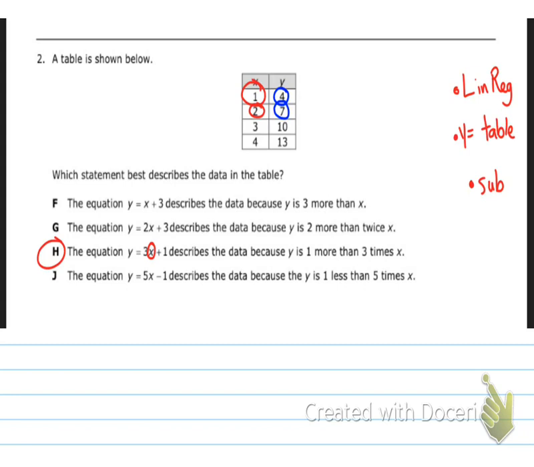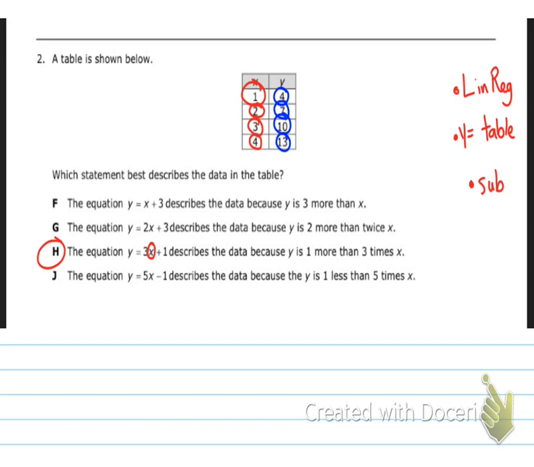So if I check the 3, rather do that in red. But if I check the 3, what's 3 times 3? 9 plus 1 is 10, so checks out. And if I do the 4, what's 3 times 4? That's going to be 12 plus 1 is 13. So it looks like through substitution, H is the answer.